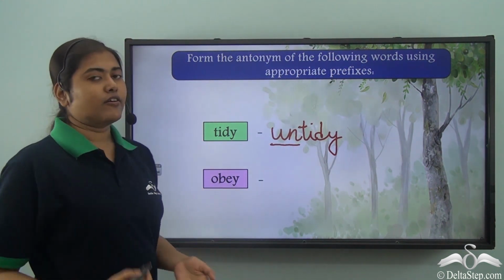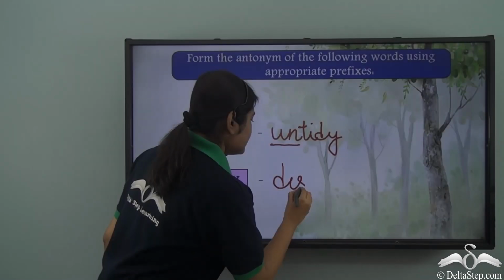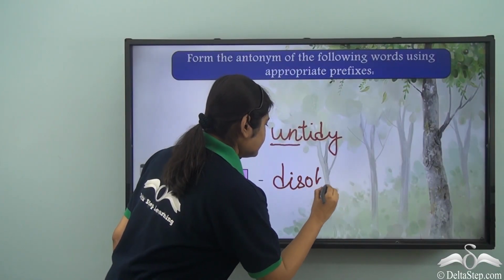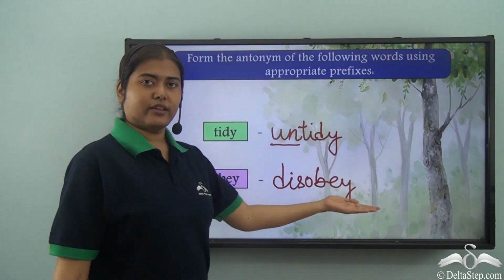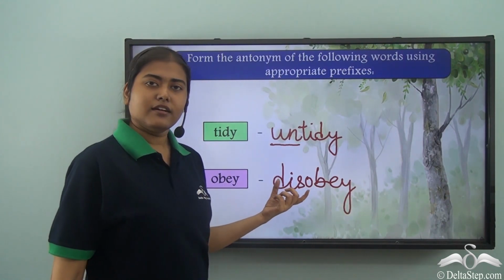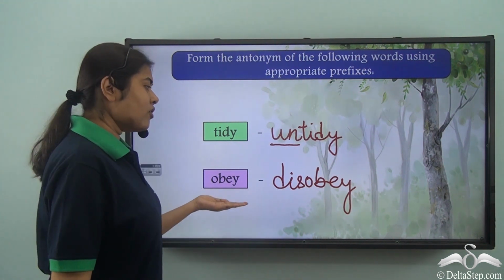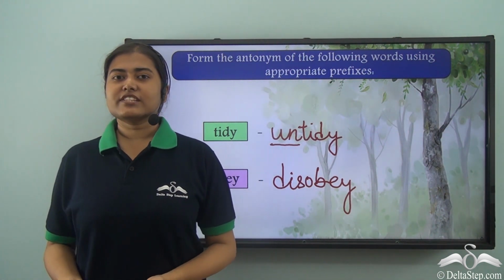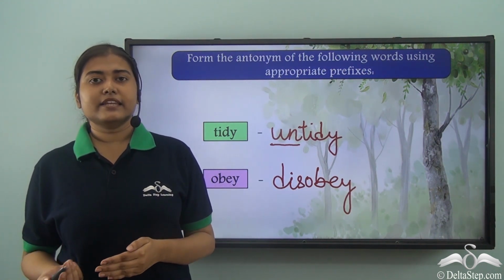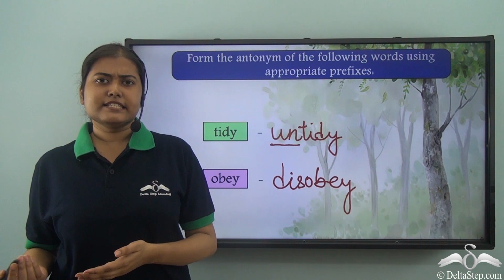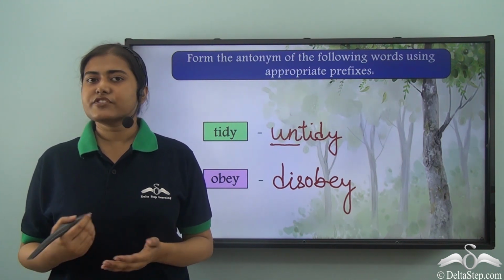And for obey, which prefix do we use? Well, we use the prefix dis. And the word that we get is disobey. So dis is the prefix in this case and disobey is the opposite of obey. So you have seen today that we can use several prefixes such as un, im, in, ir, il, non, dis and several such prefixes to make the antonyms or opposites of different words.